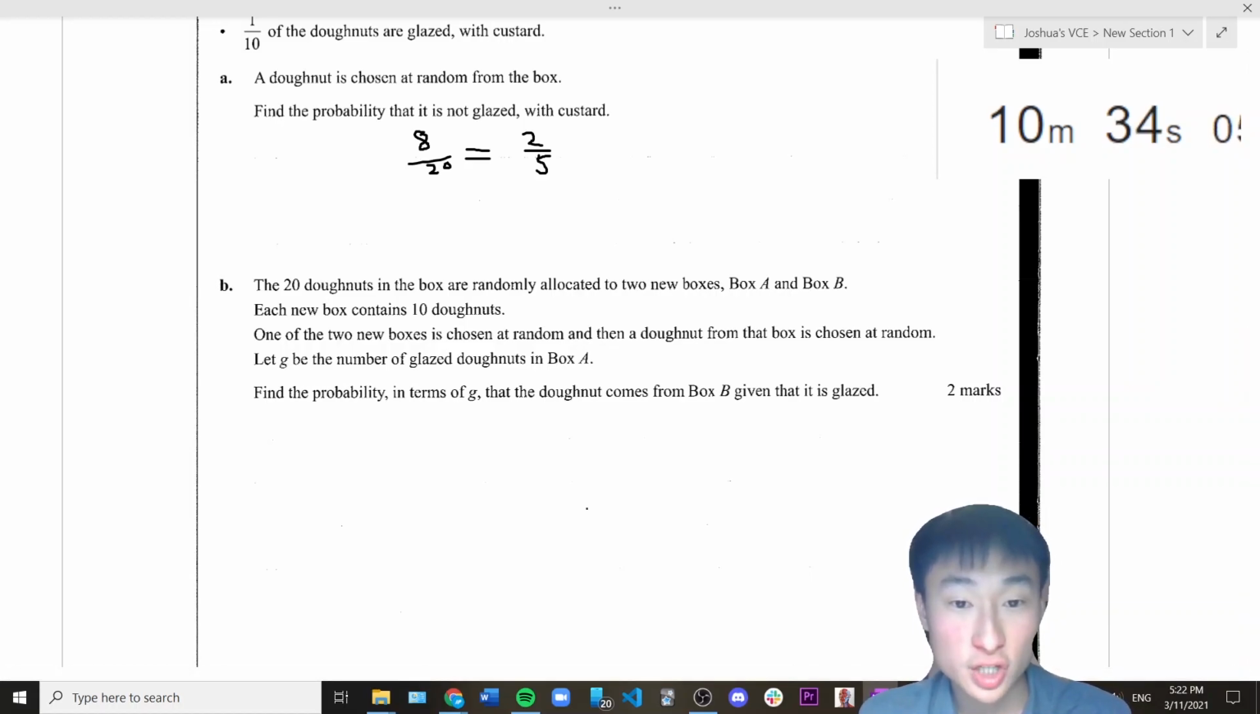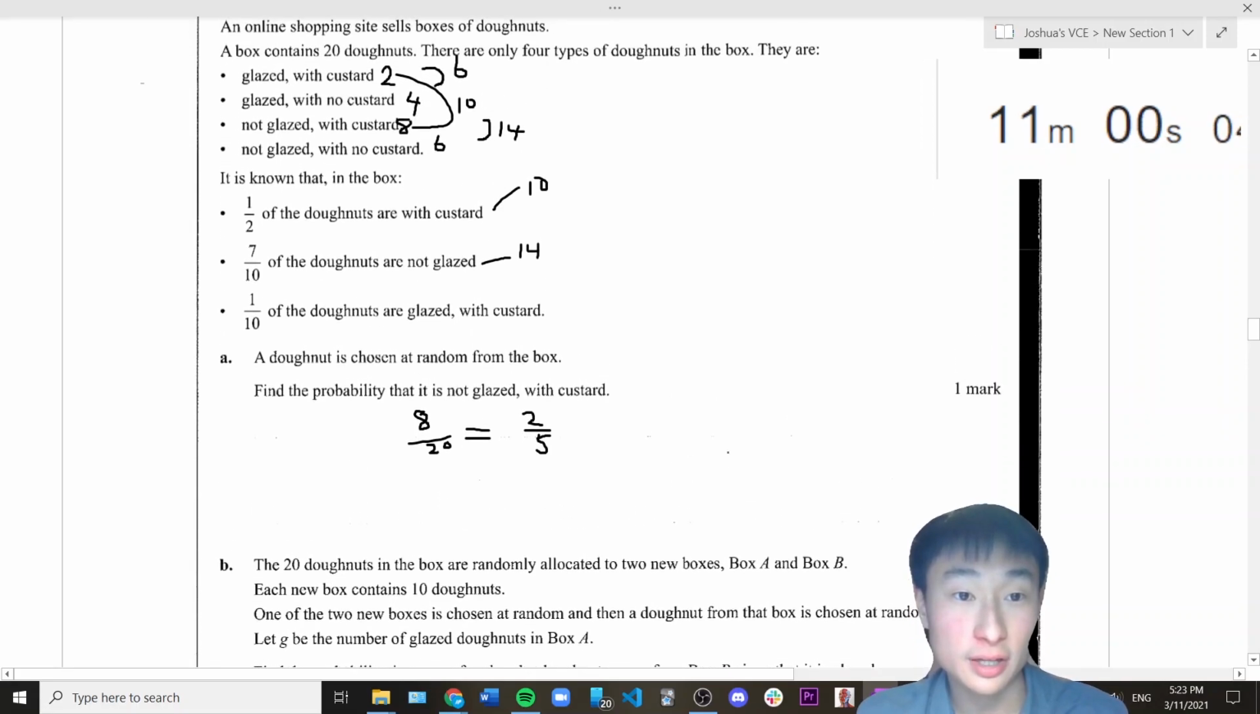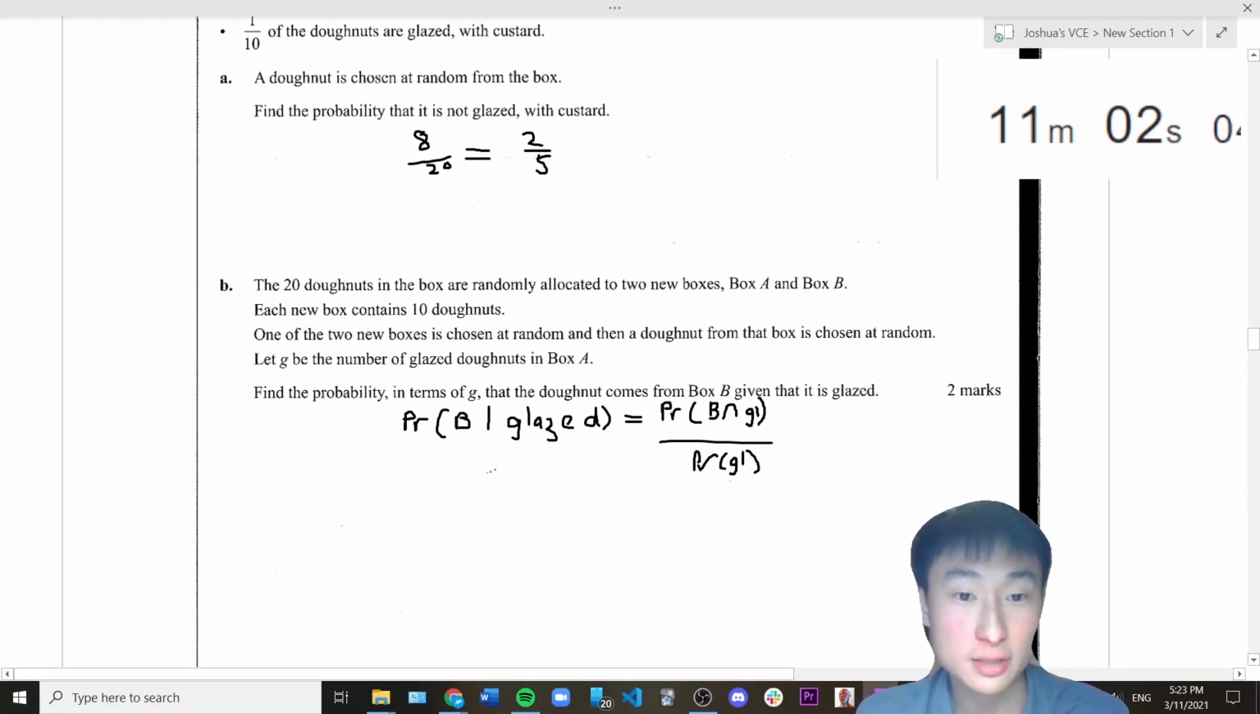Find a probability in terms of G that the donut comes from box B, given that it is glazed. So the probability that it's B, given that it's glazed, is the probability that it comes from B and it's glazed, over the probability that it's glazed. So what's the probability that it comes from B and it's glazed?